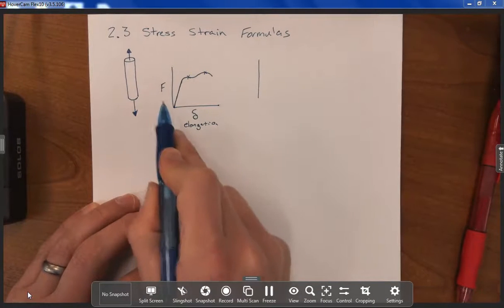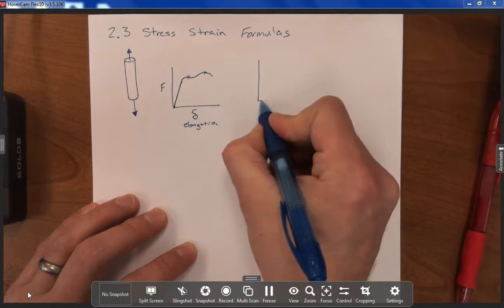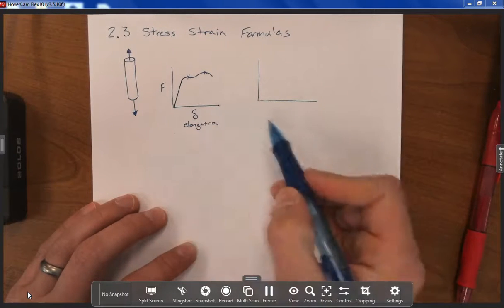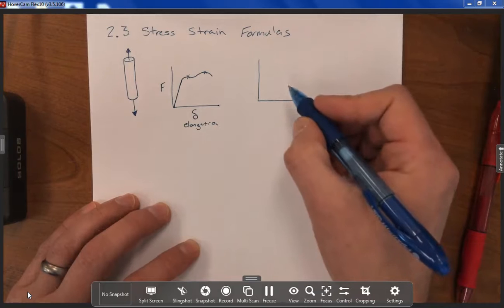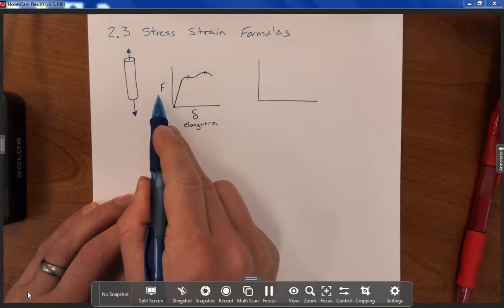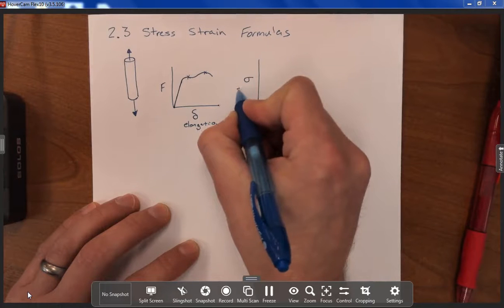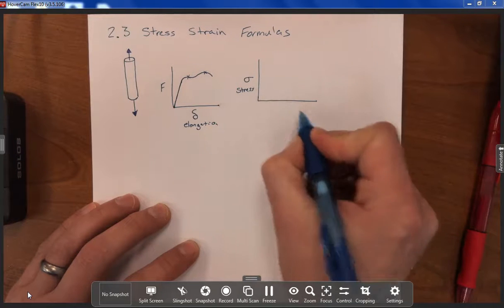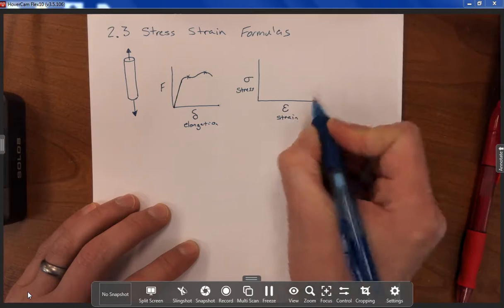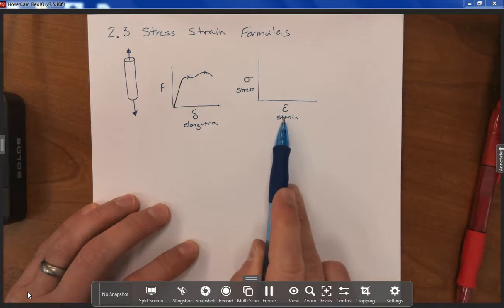The amount of force and the amount of stretch can depend on the size of our sample. So we want to remove the sample size as a variable that can affect our data. And so we are going to transfer force and elongation into stress and strain. For stress we have sigma, and for strain we have epsilon.